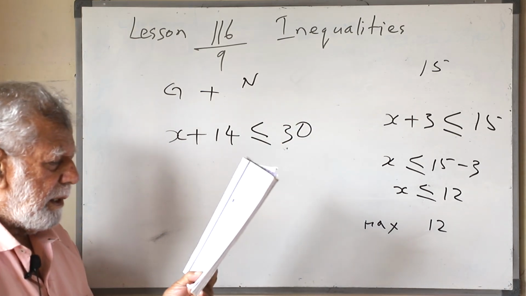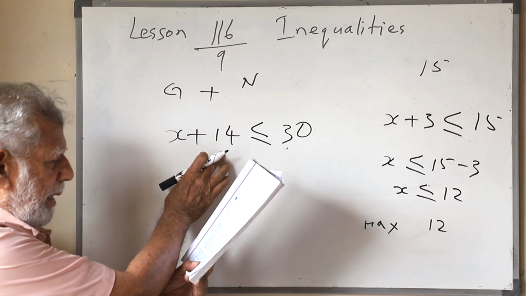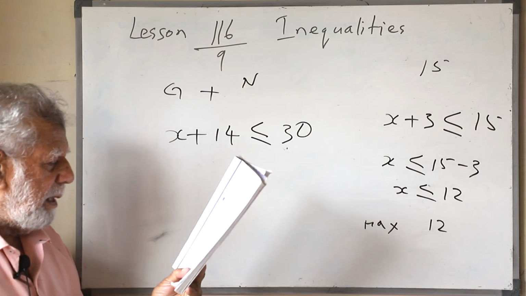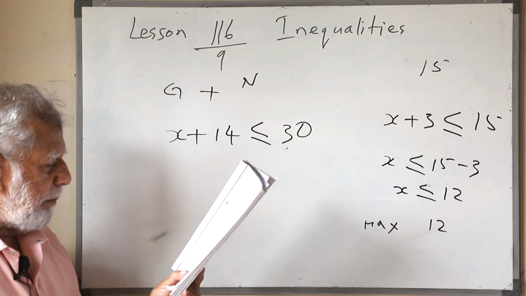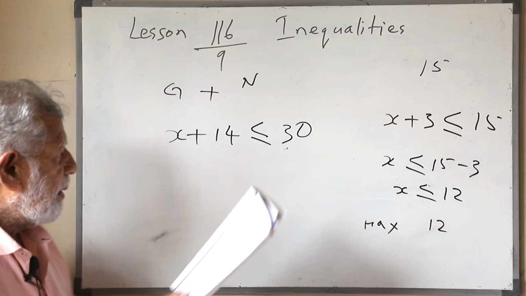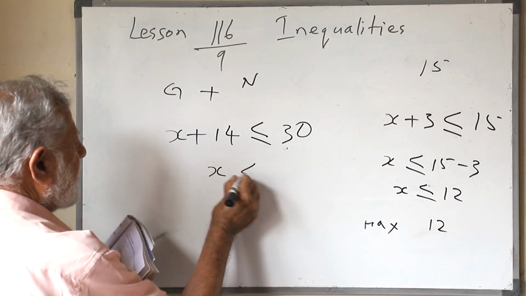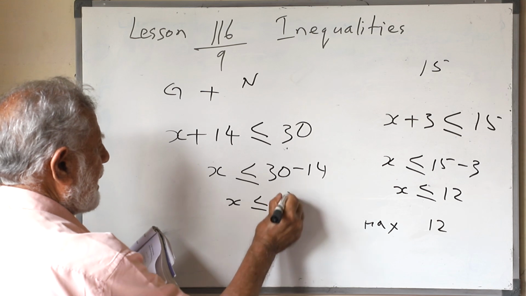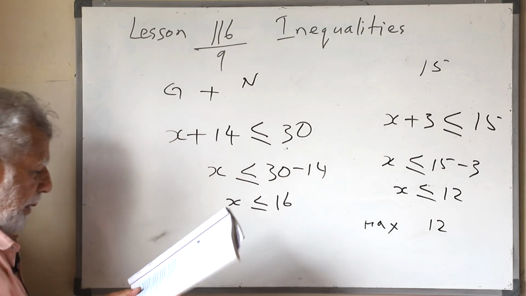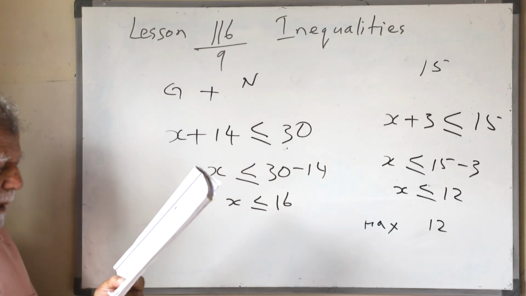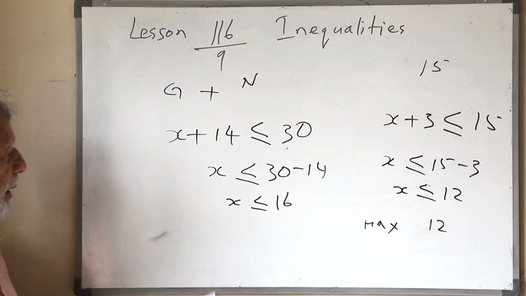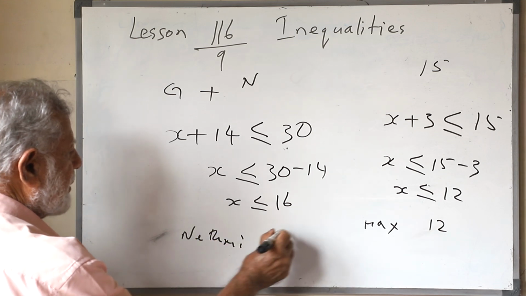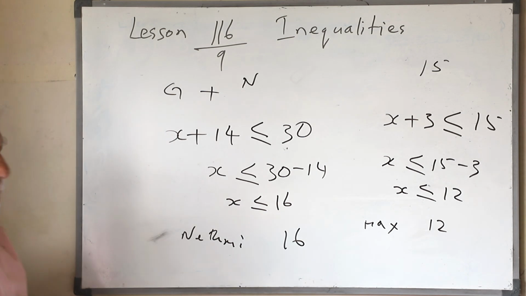The sum of the ages of Gitmi and Nesmi does not exceed 30. Gitmi is 14. And Nesmi's age is x. So when you add both of them, the information can be represented by the inequality x plus 14 is less than or equal to 30. Sum of the ages. So x is less than or equal to 30 minus 14. So x is less than or equal to 16. So when you solve the inequality, x is less than or equal to 16. So the maximum age of Nesmi should be 16, or she can be 16 or less.